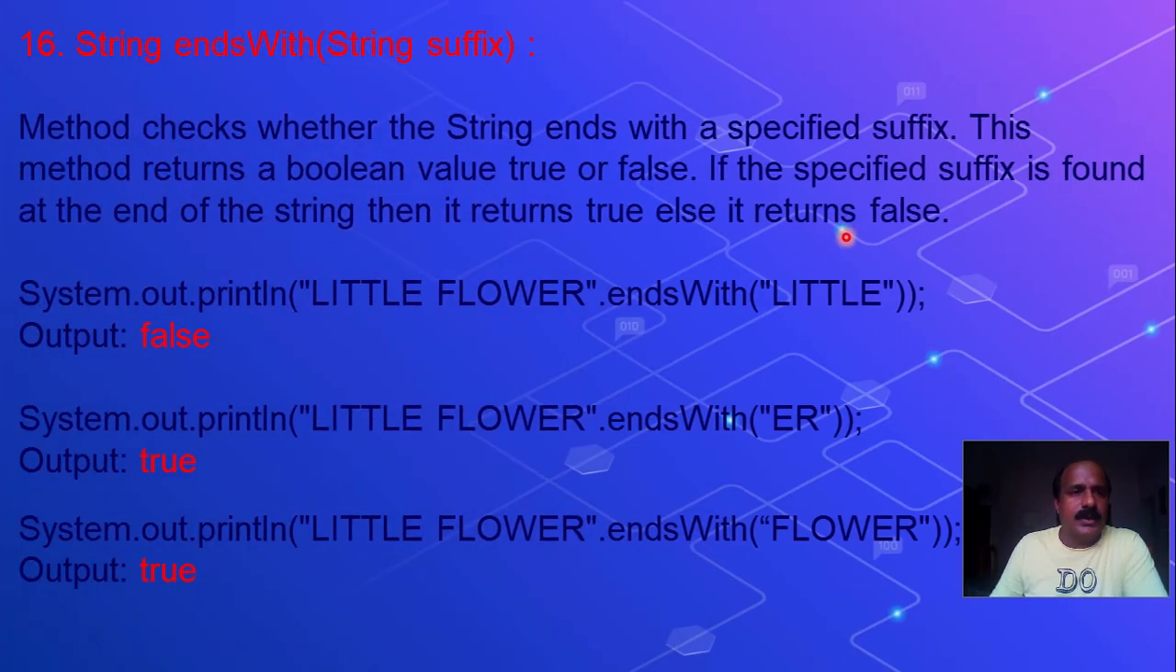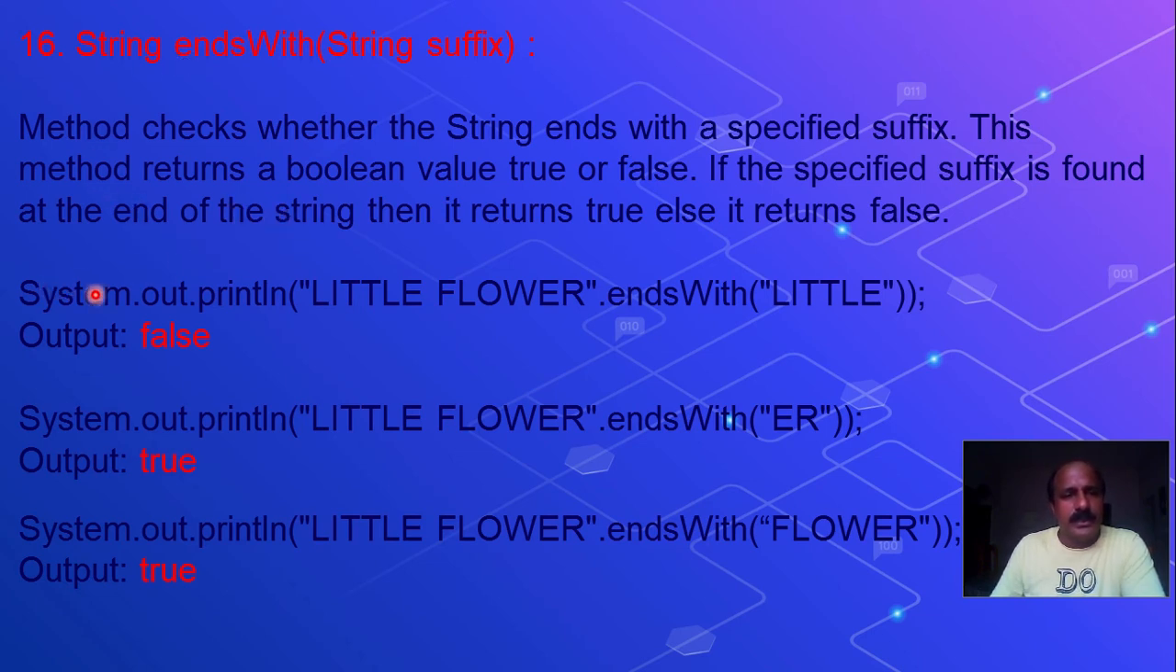Now our 16th function, that is endsWith. This method checks whether the string ends with a specified suffix. This method returns a boolean value, true or false. If the specified suffix is found at the end of the string, it will return true, else it returns false. We know all these facts from the previous discussion.